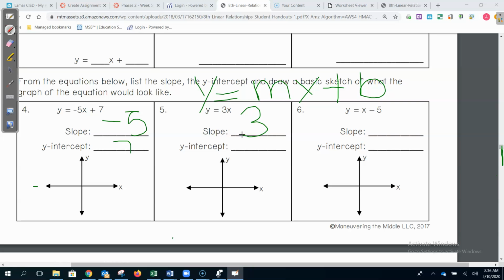And then we have y equals x minus 5. I know sometimes we get tripped up right here if we see that, but that is simply 1x. Just 1. And then our y-intercept is negative 5. All right. Pretty easy.